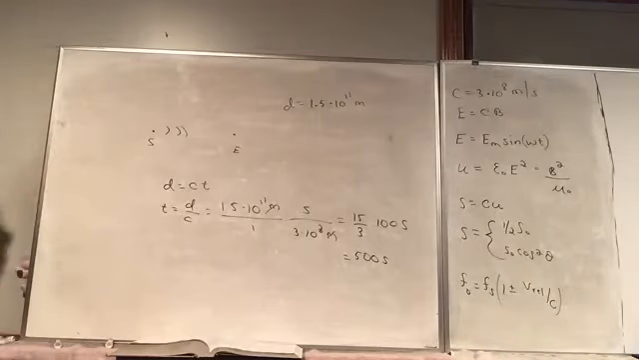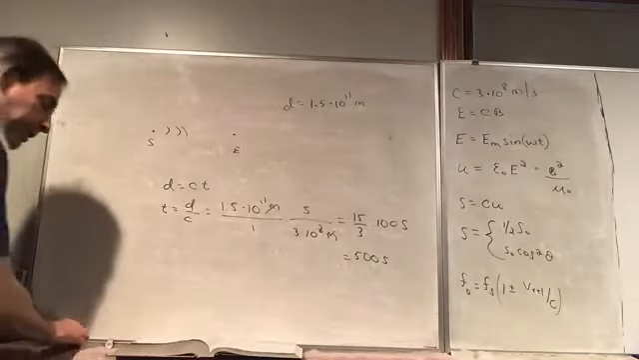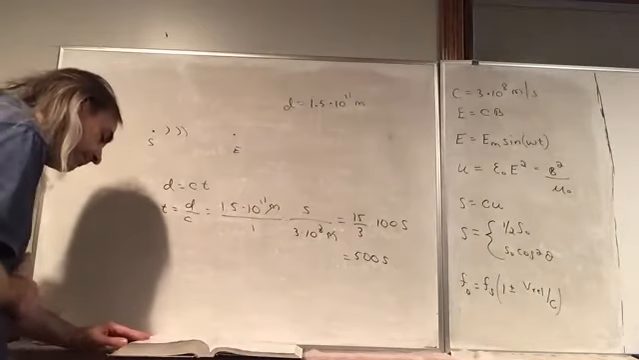We couldn't see the solar flare because the light would travel at the same speed as the X-rays. All right, so that was a very simple problem. Let's do something a little more interesting.